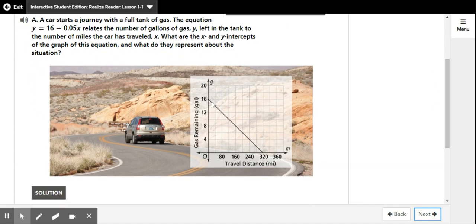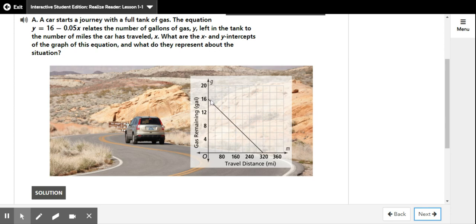So that is the line. The graph is a line. It has a negative slope. A negative slope seems to make sense for this situation because if it's the distance you've traveled compared to the gas remaining in your tank, the further you travel, the less gas is going to remain in your tank. So as you drive, you burn the gas, right? So in this case, that seems to make sense.